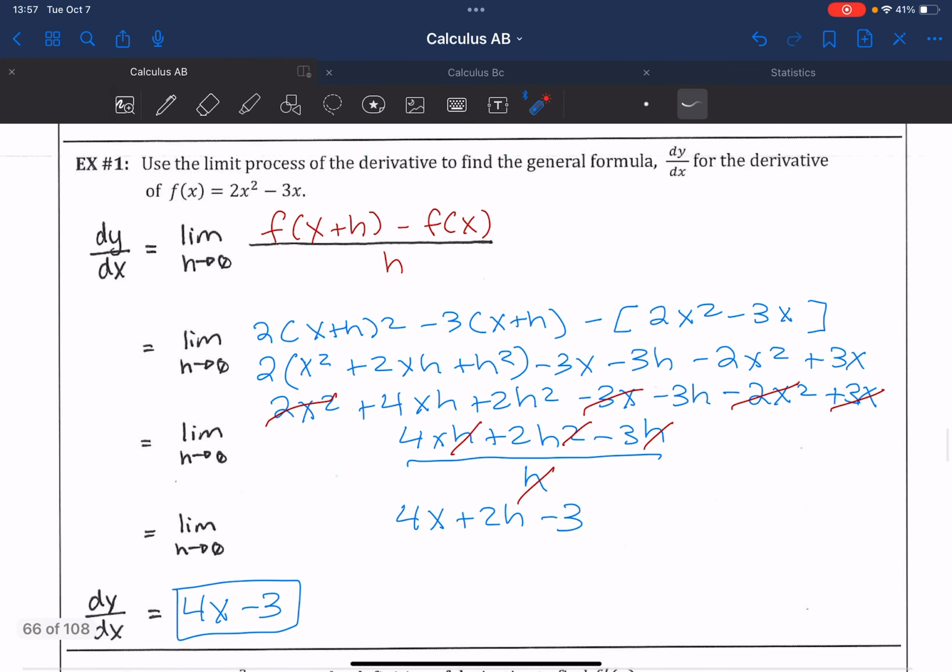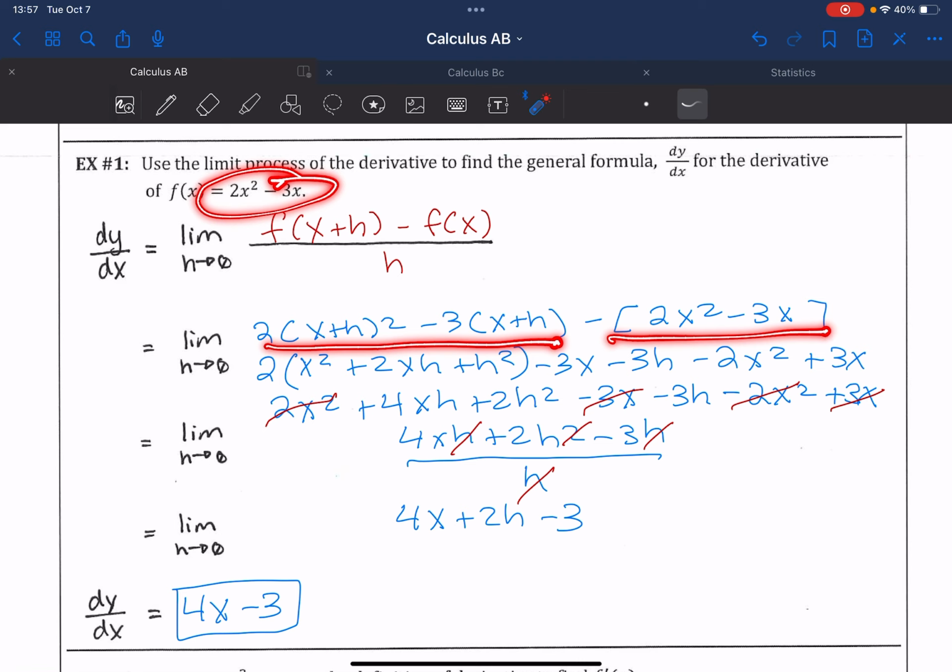So in the first example, it says use the limit process of the derivative to find the general formula dy dx, another way to write f prime of x, of the following function. So remember, we're using that f of x plus h minus f of x over h, the whole thing as the limit as h approaches 0. Okay, so that means I'm going to plug in x plus h anywhere I see x. So that's this first part here. And then I'm going to subtract f of x, which is this entire function here.